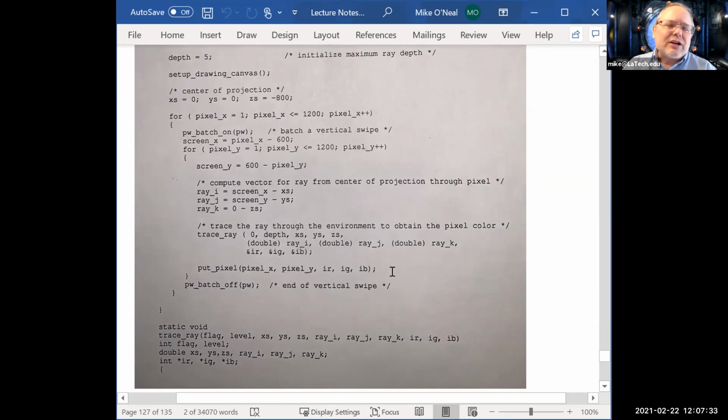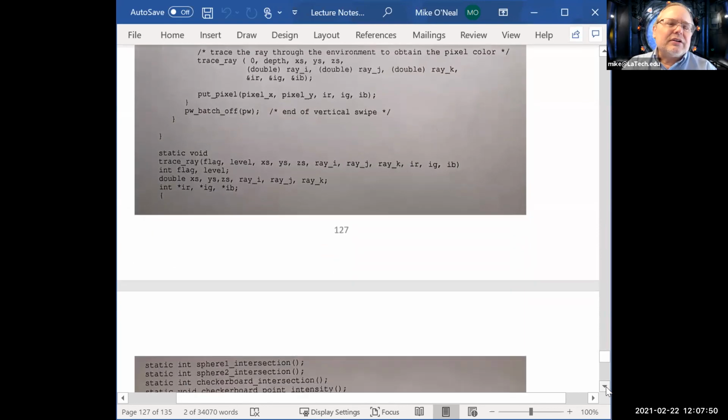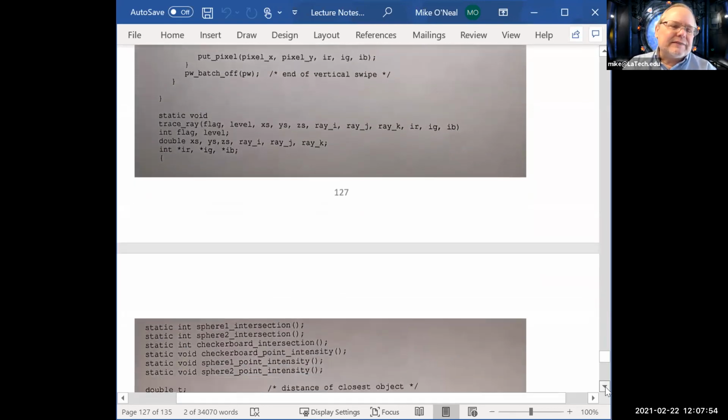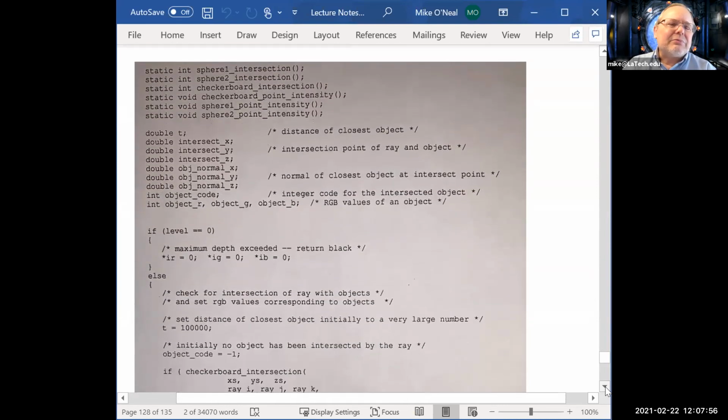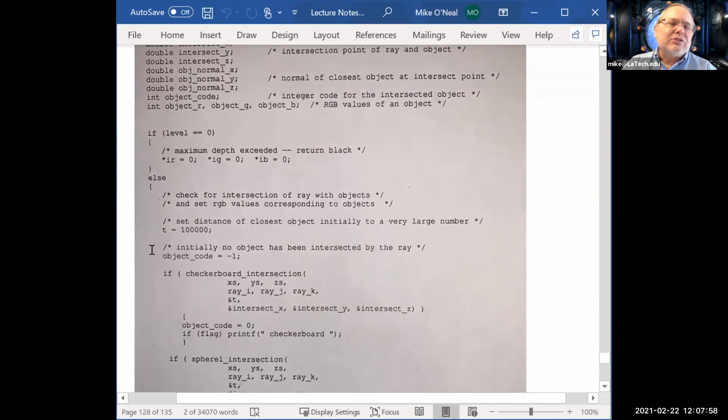And then I send that into a trace ray with some depth that I'm going to go. I'm going to fall out when I reach a depth of 0, I think. And then this is how you put a pixel in that system. So here's our ray tracer, trace ray. When you reach 0, you're at your max depth, you turn black.